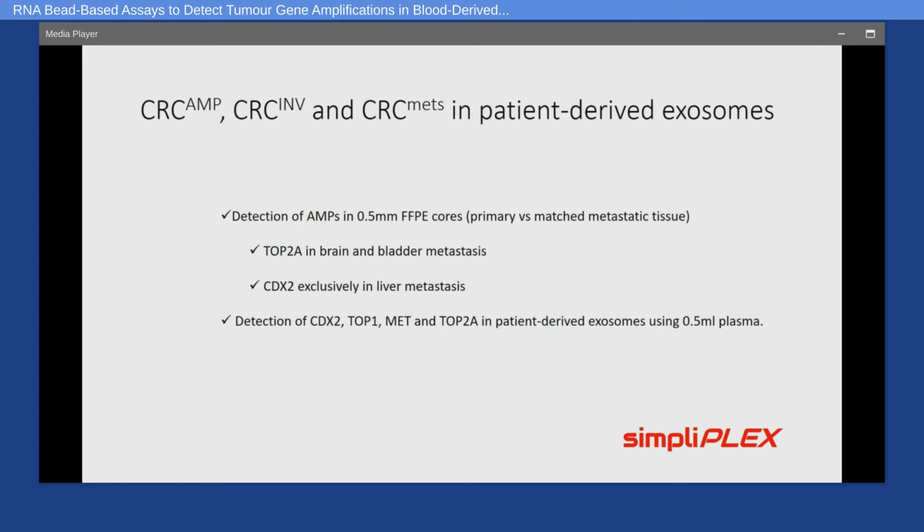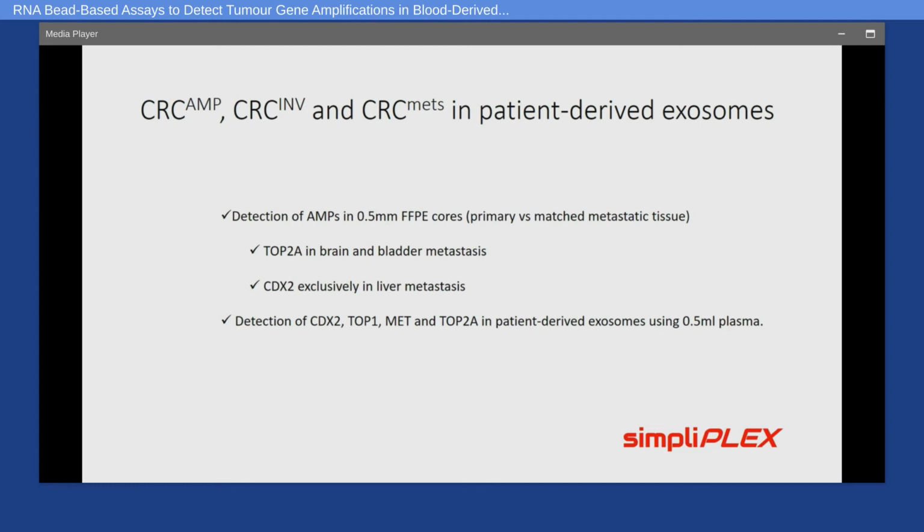In addition, we can also detect the amplifications in 0.5 millimeters of FFPE cores, and we showed the result before, primary versus metastatic tissues, in which we found these different gene amplifications in metastasis. But of interest, we managed to detect these particular 4 gene amplifications in some of our patient-derived exosomes using only 0.5 mL of plasma. This is an effort between our university and Omnigene, in which we are setting up this multiplex assay to isolate these exosomes and read them from patient plasma in CRC.